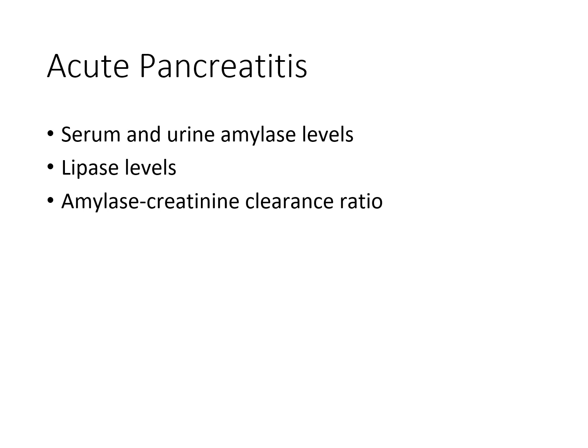Amylase creatinine clearance ratio, the normal range is 2 to 5%. This will be increased in patients that have acute pancreatitis. And it is useful for distinguishing pancreatitis from other causes of elevated amylase.